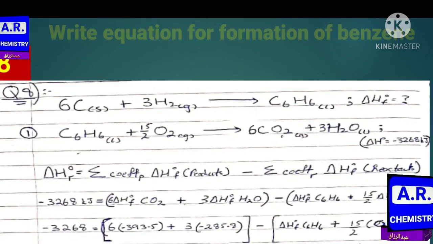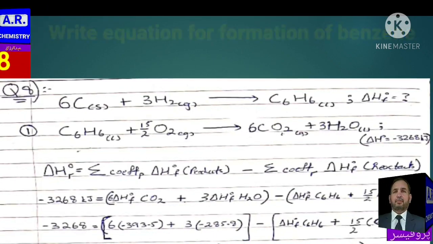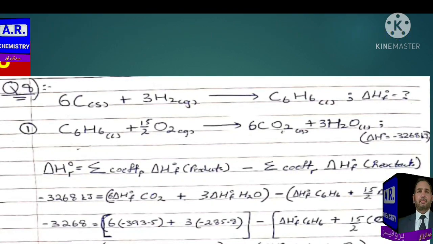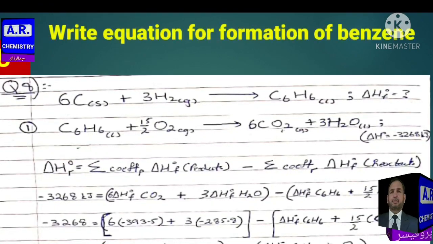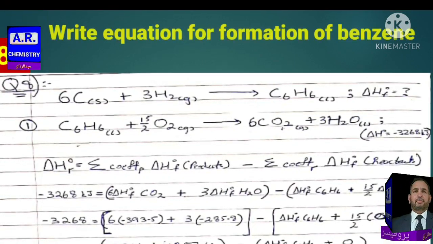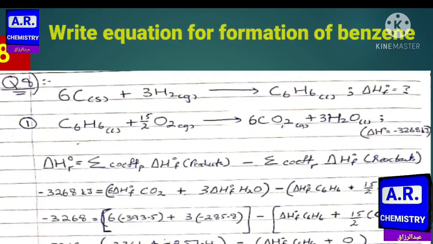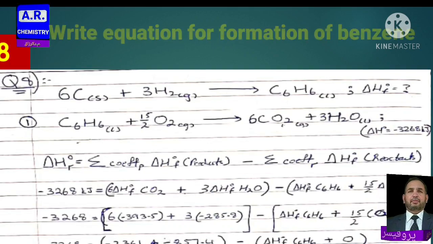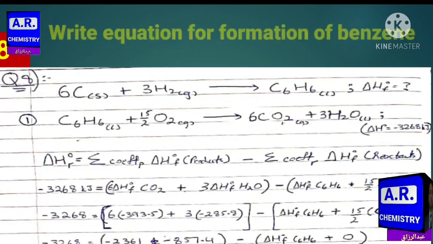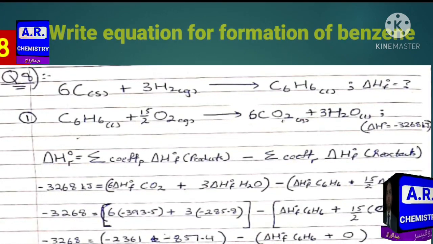Elements in their standard states have an enthalpy of formation value equal to 0. That is, if an element is in its standard state, then its formation value should be 0. When the balanced equation for a reaction is multiplied by an integer, the value of delta H naught for that reaction should be multiplied by the same integer. So we shall apply this approach here.